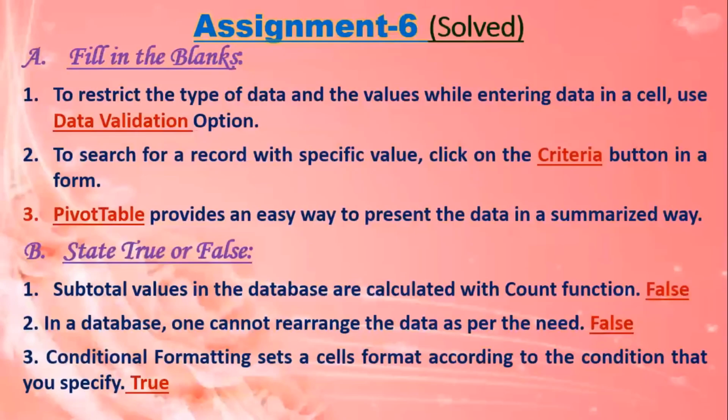So my children, your assignment number 6 is here. Fill in the blanks. To restrict the type of data and the values while entering data in a cell, use data validation option. To search for a record with specific value, click on the criteria button in a form. Pivot table provides an easy way to present the data in a summarized way.